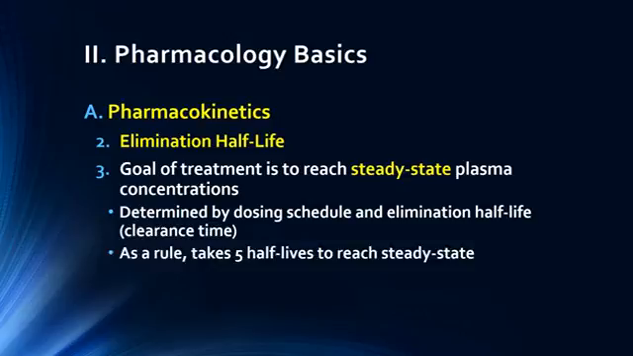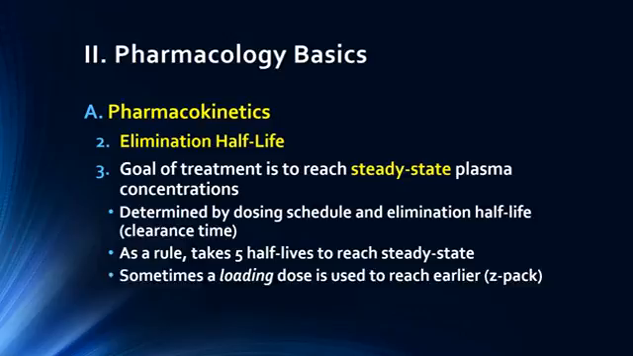As a rule, it takes about 5 half-lives to reach steady-state plasma concentrations. So if a drug has a 24-hour half-life, it takes about 5 days. Many drugs have even longer half-lives, 36, 48, 72 hours, and so you multiply that times 5, and that's the point at which you'll be taking in as much as you're putting back out.